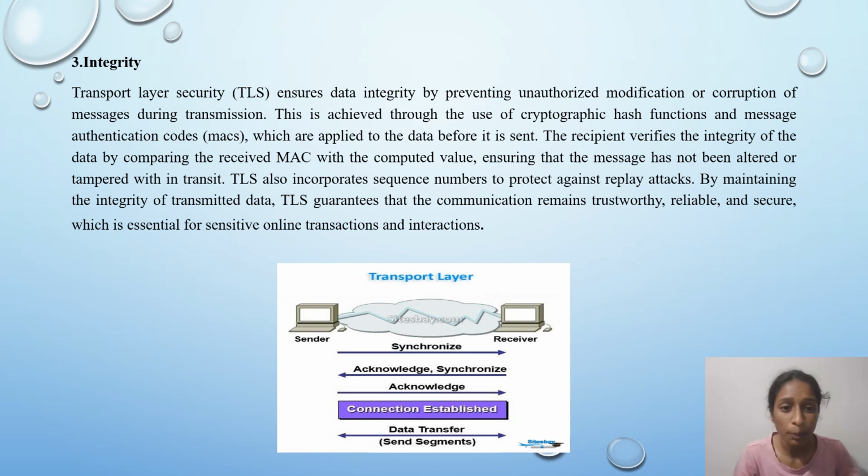Transport layer security ensures integrity by preventing unauthorized modifications or corruption of messages during transmission. This is achieved through the use of cryptographic hash functions and message authentication codes, that is MACs, which are applied to the data before it is sent. The recipient verifies the integrity of the data by comparing the received MAC with the computed value, ensuring that the message has not been altered or tampered with in transit.